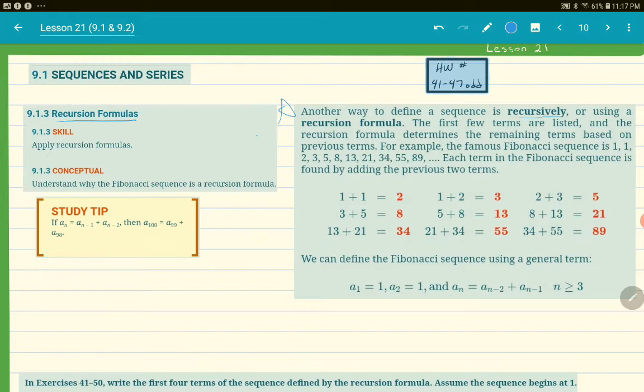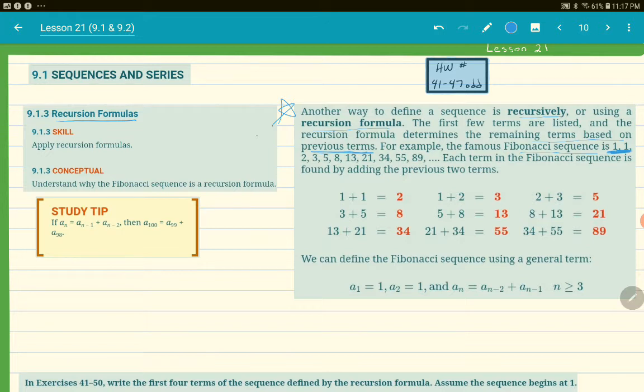I'm looking at the definition now, or using a recursion formula. The first few terms are listed, and the recursion formula determines the remaining terms based on the previous terms. For example, the famous Fibonacci sequence starts with a 1, 1. Those are given. And then from there, you just add the previous two numbers.